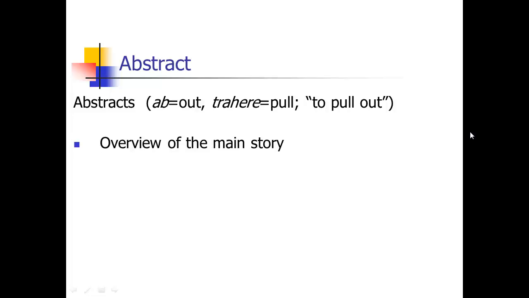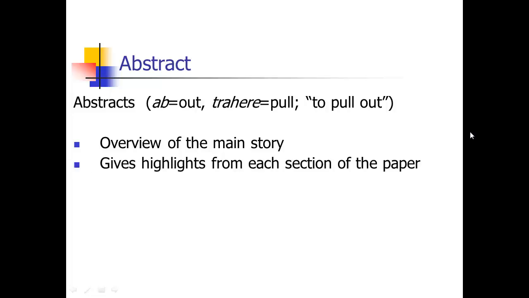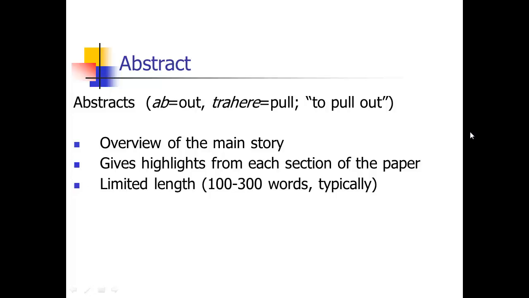So what does the abstract do? It gives you an overview of the main story of your paper. Obviously, it's what a lot of people will read, so you need to get as many of the key points in there as you can. It highlights something from each section of the paper, and it's usually of a limited length, sometimes 100 to 300 words. So this is a great place to use all those skills about cutting clutter to get the really key important information into that small word count, and cut out all the words that are really unnecessary.